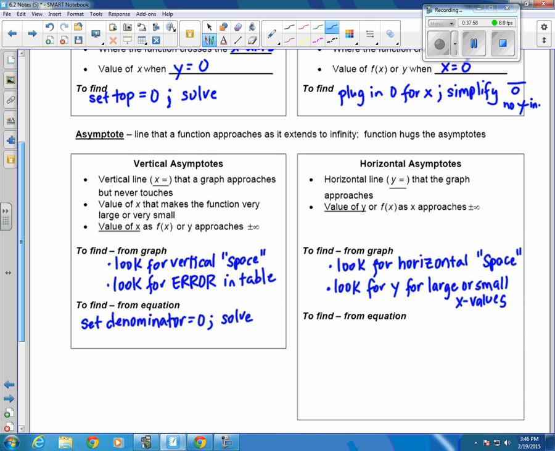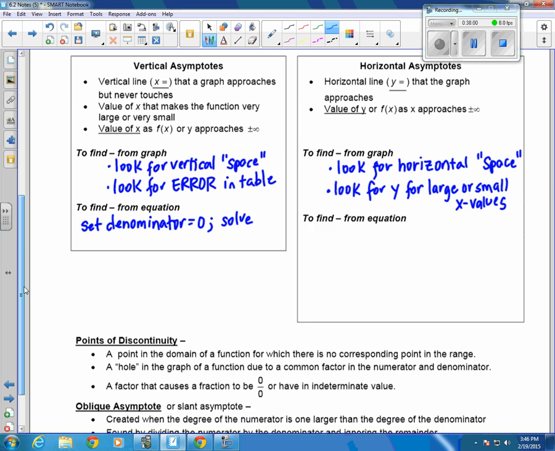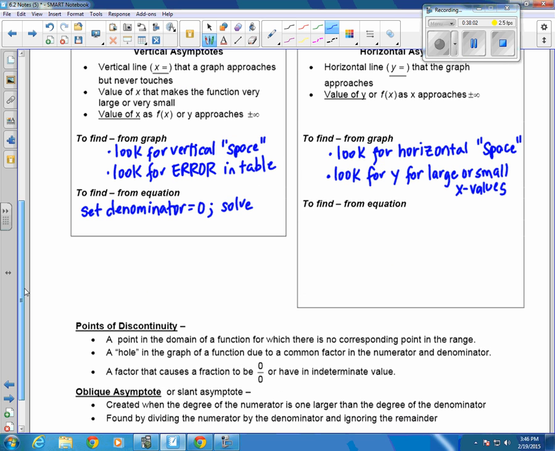Now from the equation, this is where we did that little top-heavy, bottom-heavy equal thing. Right? So top-heavy. How do we know when it's top-heavy? The top has a higher degree. So this was larger degree on the top. And when it had a larger degree on the top, we had none. Remember, it just kept getting bigger.